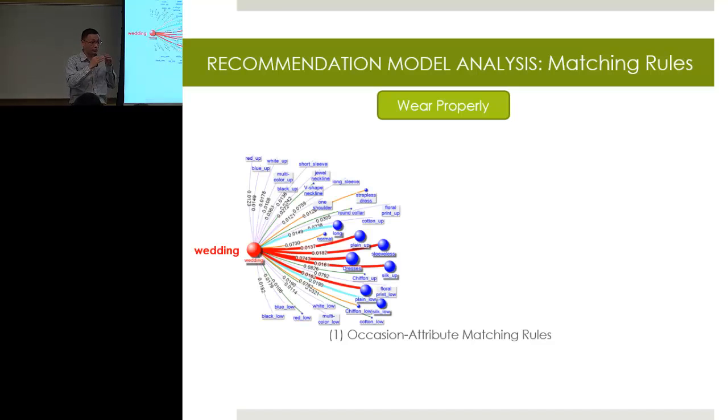Because we will learn the parameters, let's visualize the parameters on how to wear properly and how to wear elegantly. How to wear properly means for one occasion, what kind of attributes will be suitable. For example, for wedding, you will notice that the top three most related attributes will be silk, and what? Sorry.